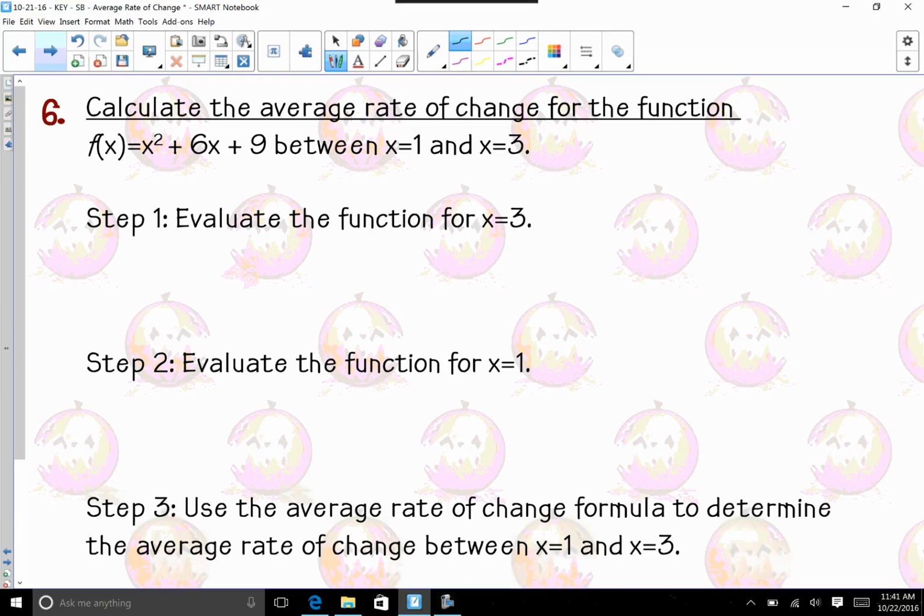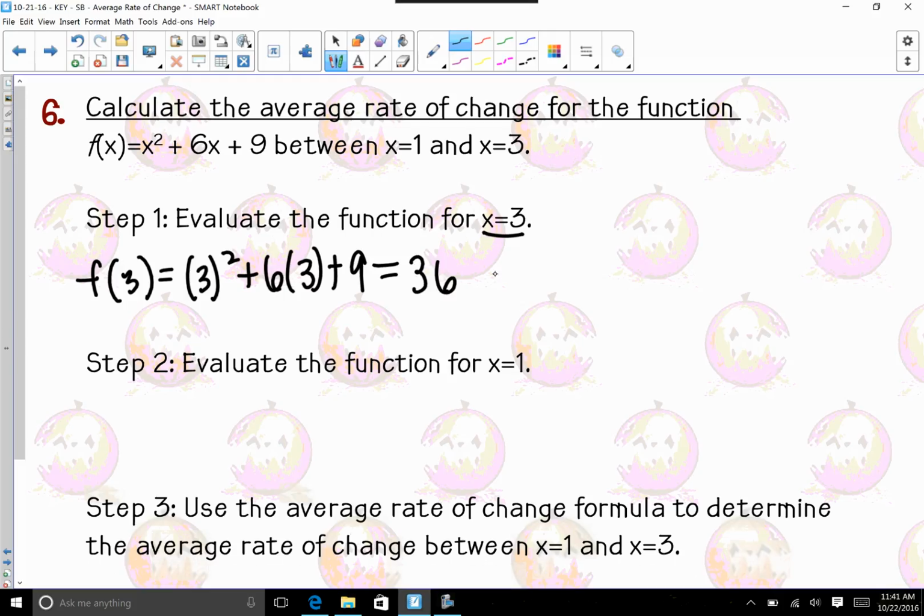So step 1, we're going to plug in x equals 3. We're going to evaluate the function at 3, and we get 3 squared plus 6 times 3 plus 9. Right, so you get 9 plus 18 plus 9, which is going to give you 36. So this right here is going to give me an ordered pair. The input was 3, the output is 36. So it's an ordered pair, (3, 36), right?